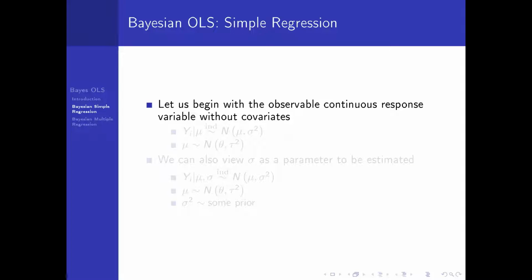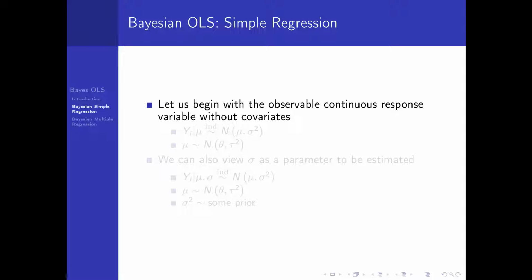Next, let me cover the very simple case of simple regression. When we say simple regression, that means there's only one predictor of the response variable. And here, when we talk about Bayesian linear regression models, the response variable is an observed continuous random variable.